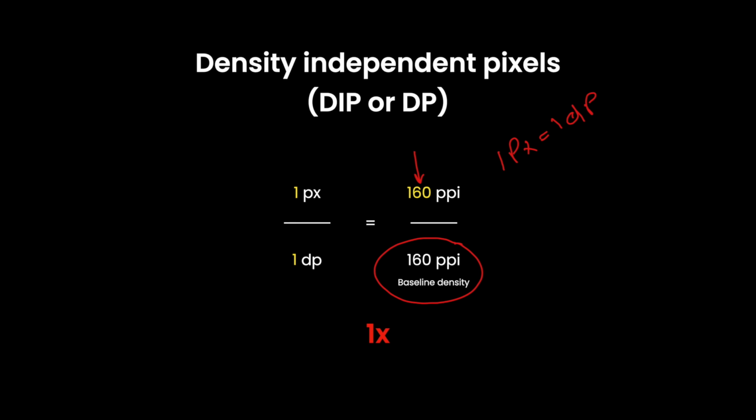Now let's see another example. If the phone's PPI is 320, in that case 1 dp is equal to 2 pixels, and that scaling factor is known as 2x. Now I can keep on replacing the top number with different multiples of 160. For example, if you add 480, in that case 1 dp will be equal to 3 pixels, and that is known as a 3x scaling system. So you can define 1x, 2x, 3x, 4x, 5x scaling factors. Okay, and this is a term that is used exactly the same way in Android development as well.